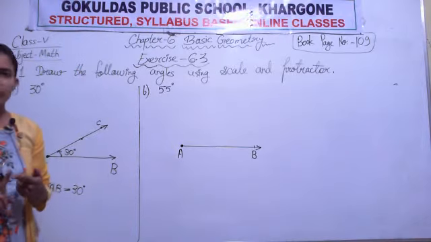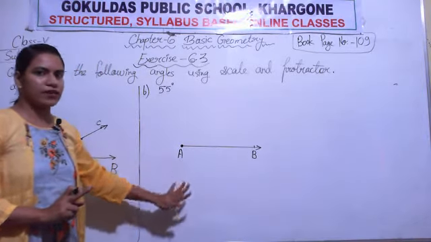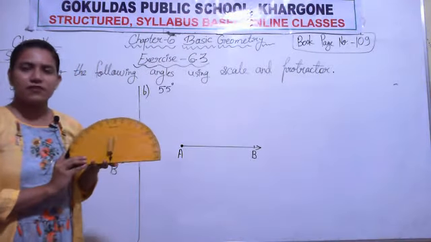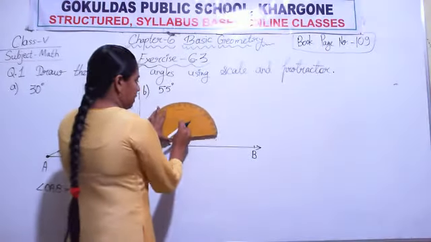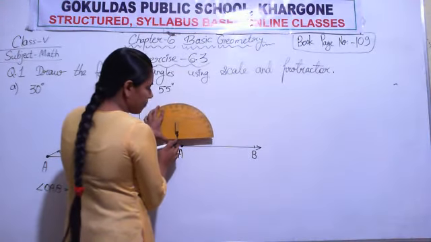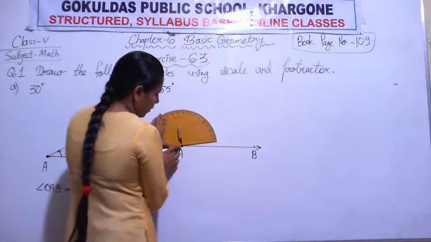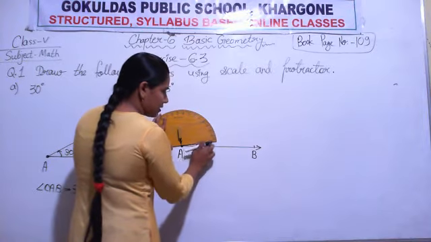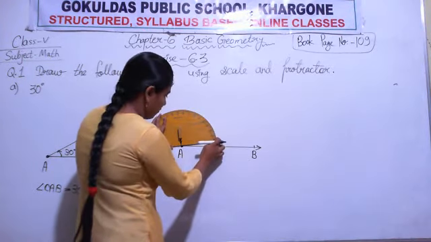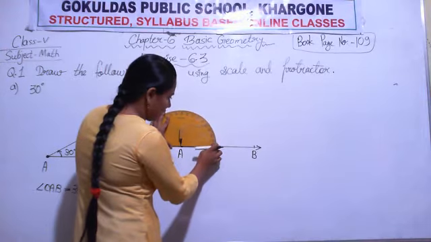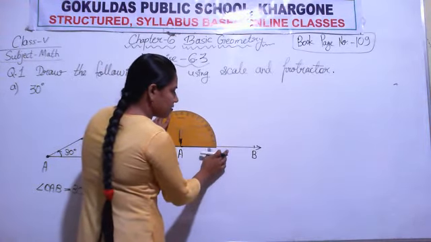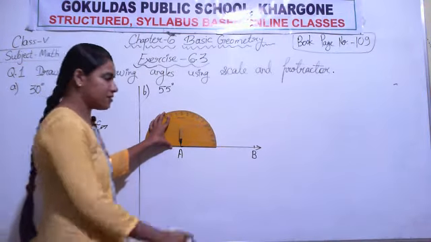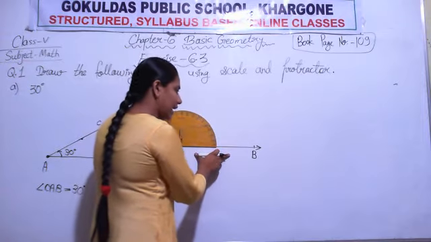Okay, I have drawn the ray and given a name to it, so step 1 is done here. Now we will place our protractor in such a manner that the center of the baseline is at A, and the baseline must coincide with line AB. Right now my baseline is not coinciding, so I am moving my protractor a little bit. Now my baseline is on line AB. Can you see it? Yes, my baseline is coinciding with the ray AB.